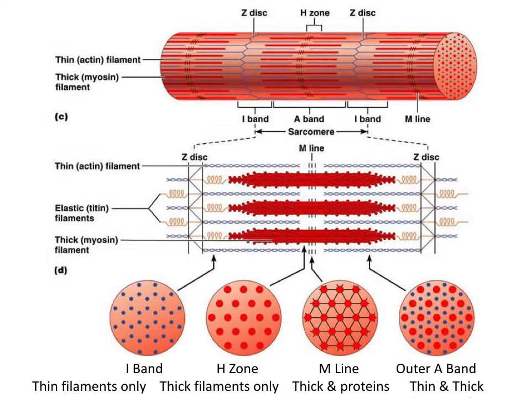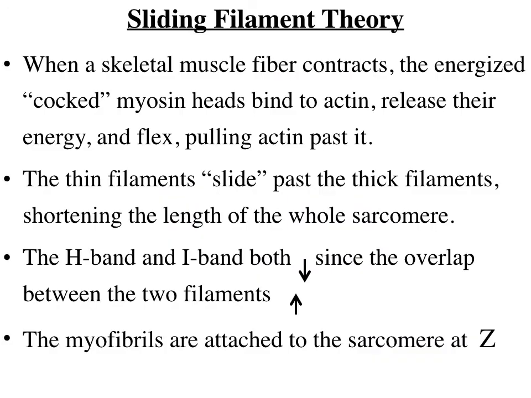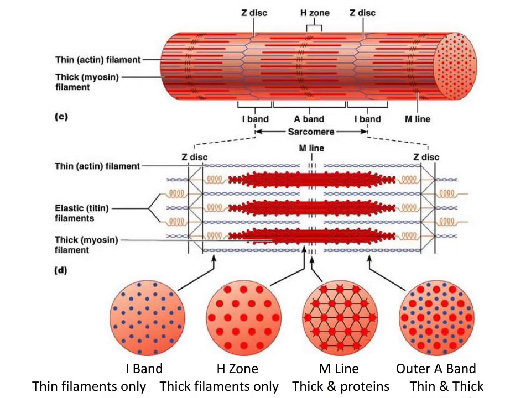There's a lot of letters here. How can I remember that the only two bands or zones that change are the H and the I? Well, you can just remember high. H-I, high, those are the only two that change. The H band and the I band both decrease when you contract, since the overlap between the two filaments increases. Or you can say the H band and the I band both increase when the overlap between the two filaments decreases. When you extend your elbow, for example, the overlap decreases, and therefore the I band and the H zone increase.